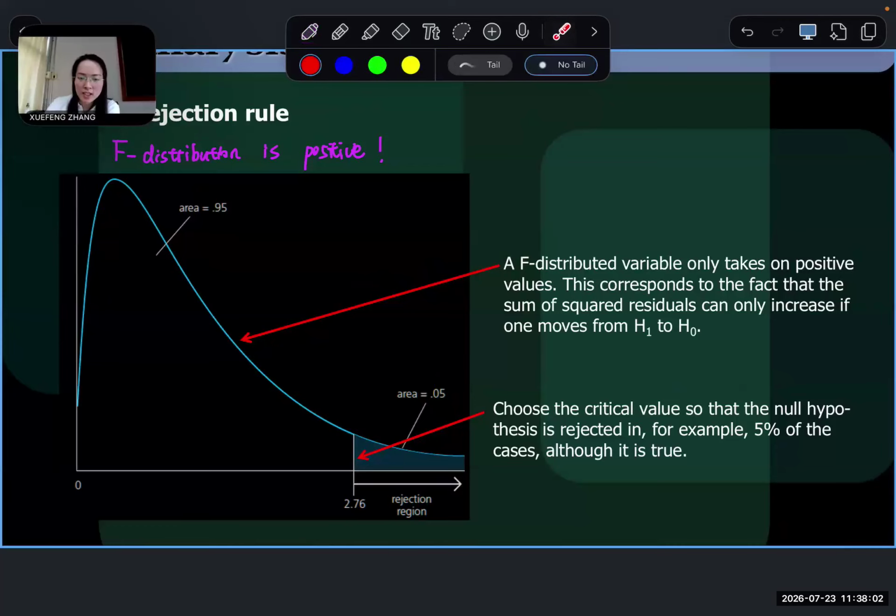Same logic as before for the rejection region. Since large F means the restrictions hurt the fit a lot, we only reject in the right tail. F is a one-sided test by construction, even though H1 itself isn't directional in the usual sense.